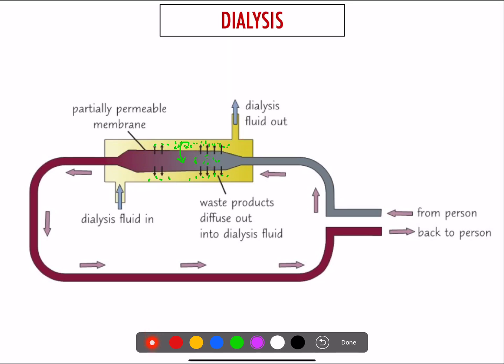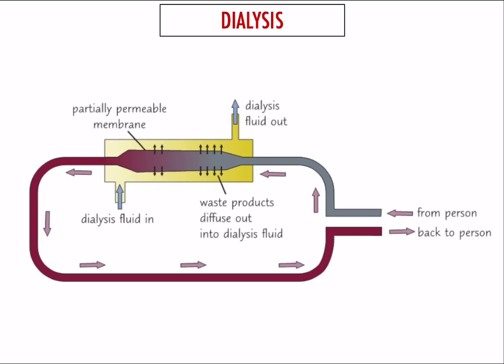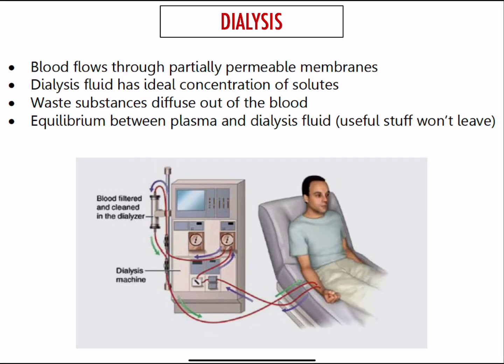At the same time, useful stuff like glucose, for example, or ions have the same concentration in the blood and in the fluid, and this makes sure that glucose is not lost, so there's no concentration gradient for glucose to leave. Okay, so again, that's the explanation of dialysis.